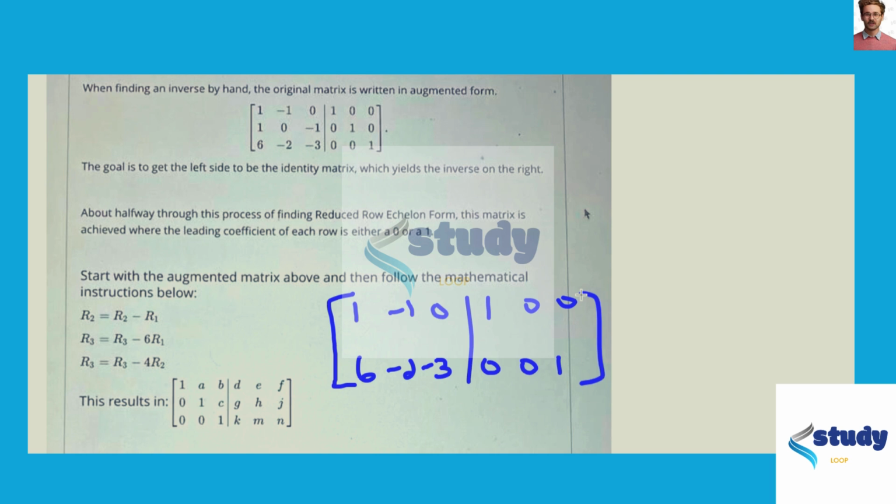If we take row 2 and subtract row 1 and put this in row 2, that would mean rows 1 and 3 remain unchanged. Our new row 2 will be row 2 minus row 1. So take row 2 and subtract row 1, put the result in row 2. So 1 minus 1 is 0, 0 minus negative 1 is 1, negative 1 minus 0 is negative 1, 0 minus 1 is negative 1, 1 minus 0 is 1, and 0 minus 0 is 0.